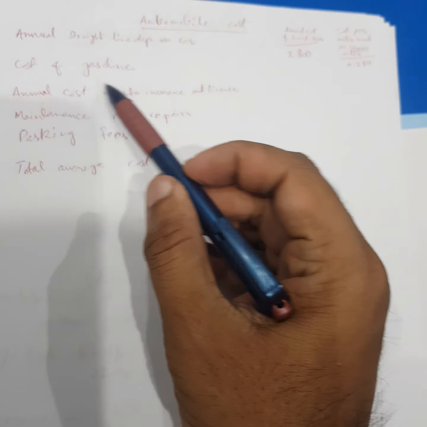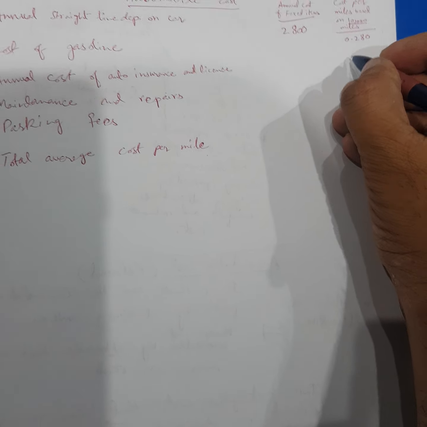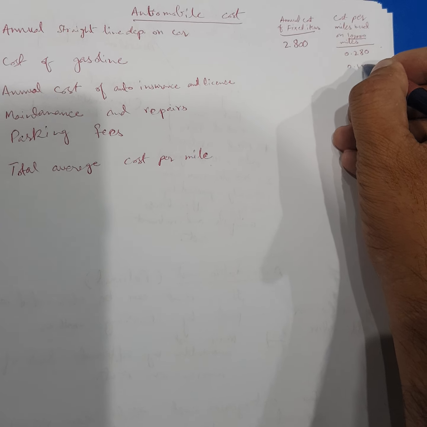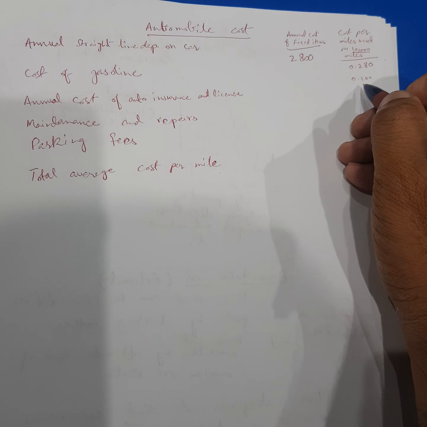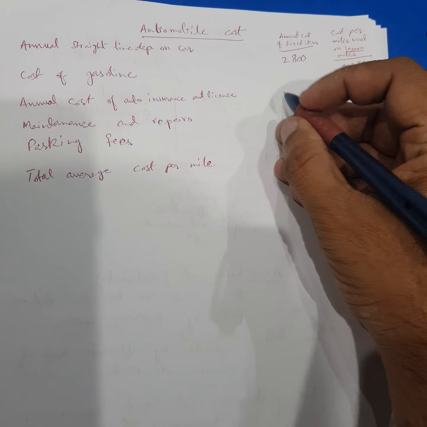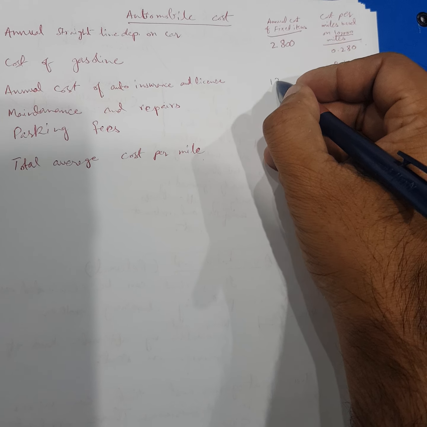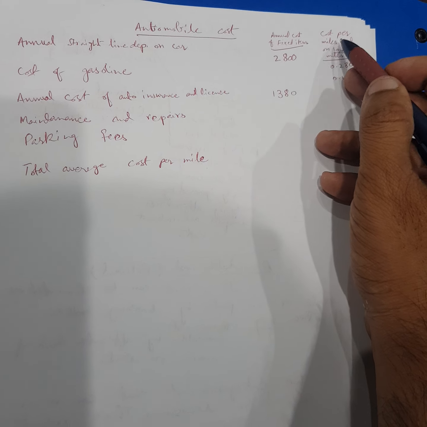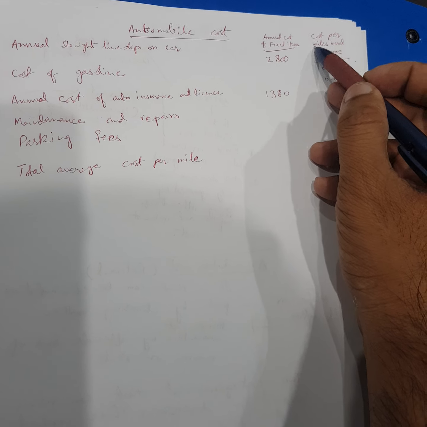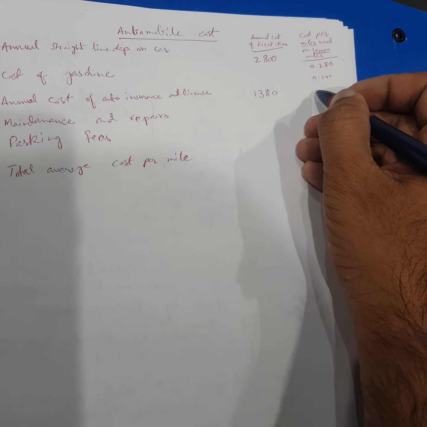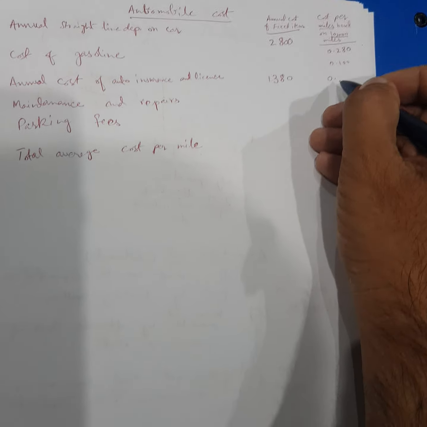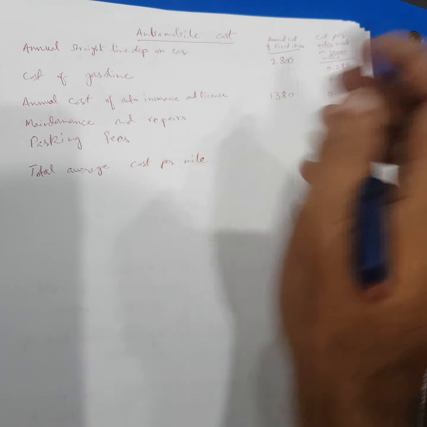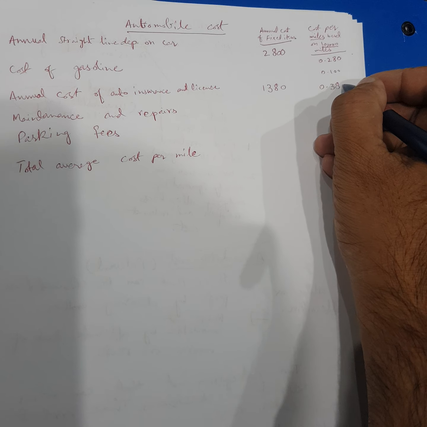In the same way, the cost of gasoline will be based on 0.100 per mile. Our annual cost of auto insurance and license is 13,380, but by using the different cost method, the cost per mile method, our per mile cost of auto insurance and license will be 0.380.